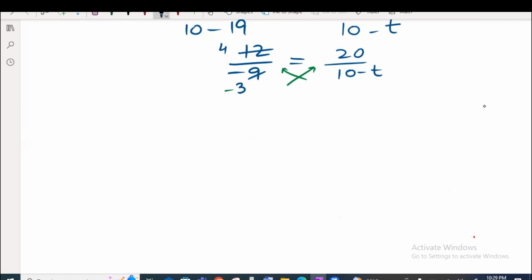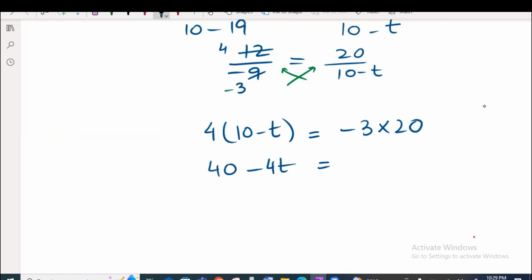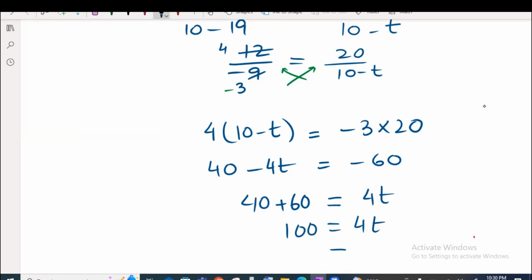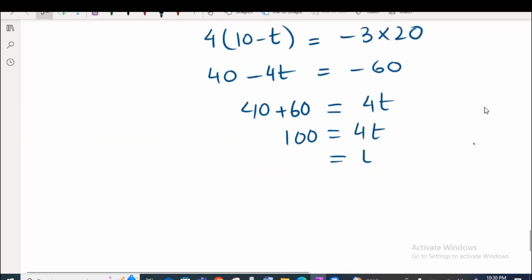Cross multiplication here: 4 times (10 minus t) equals minus 3 times 20, so 40 minus 4t equals minus 60. So 4t equals 40 plus 60, which is 4t equals 100. So time equals 100 over 4. Time equals 25 seconds.